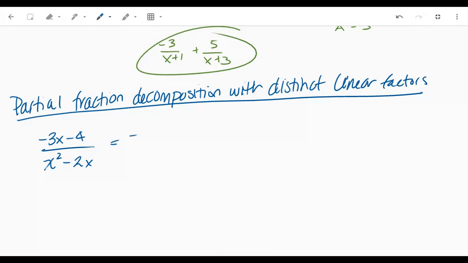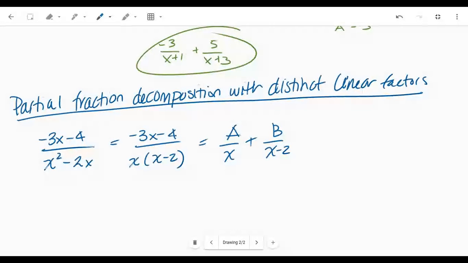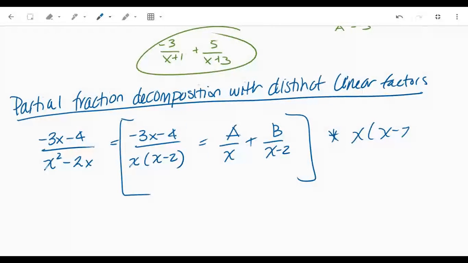Okay, numerator is going to stay the same. Denominator, I can factor an x out, and I'm left with x minus 2. And then that's it. Everything else is the same. So a over x plus b over x minus 2. Okay, so we'll go through and multiply everything by x times x minus 2.